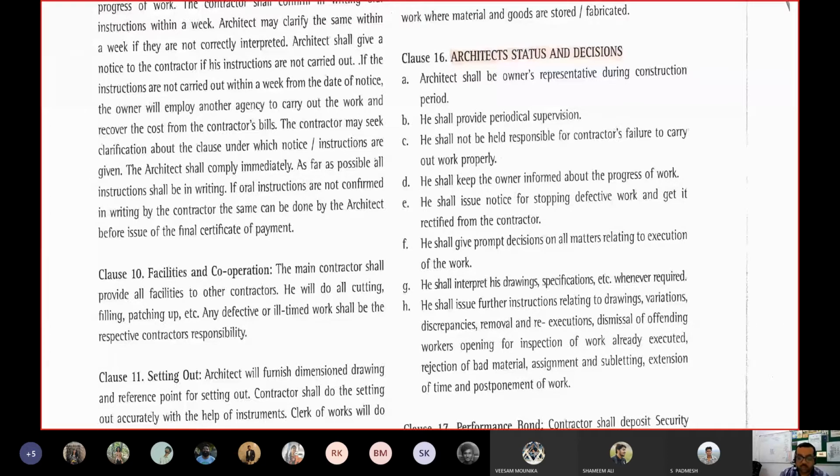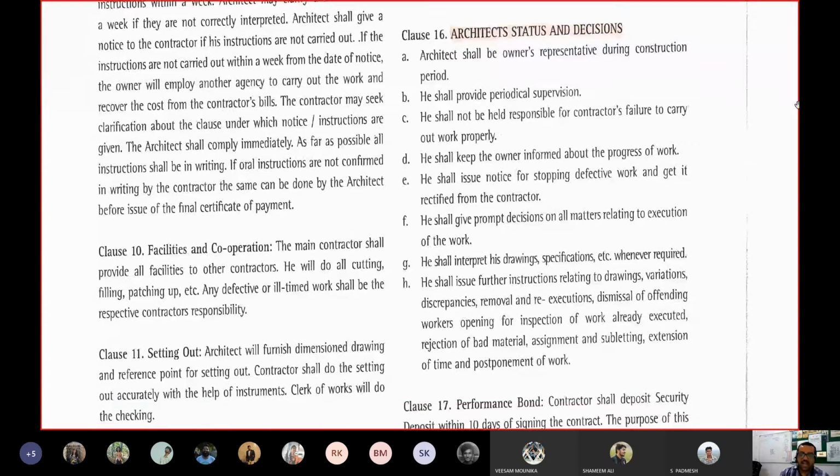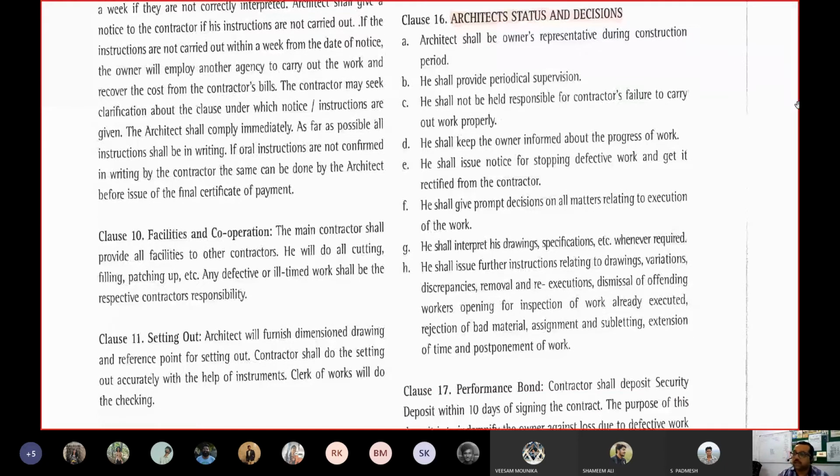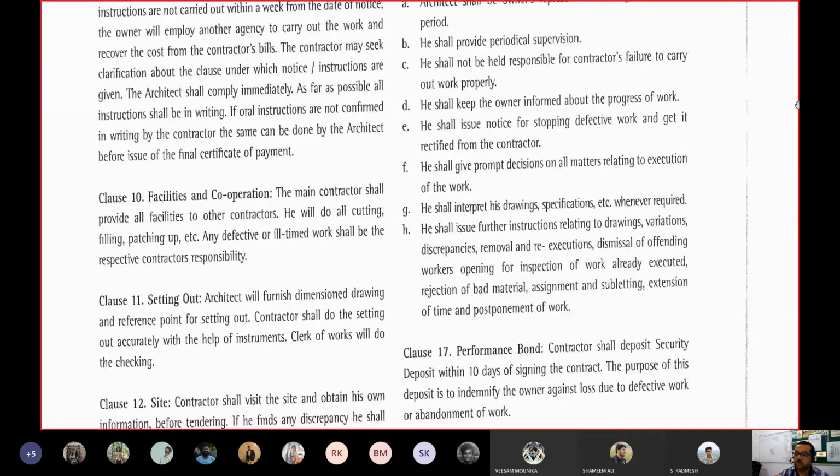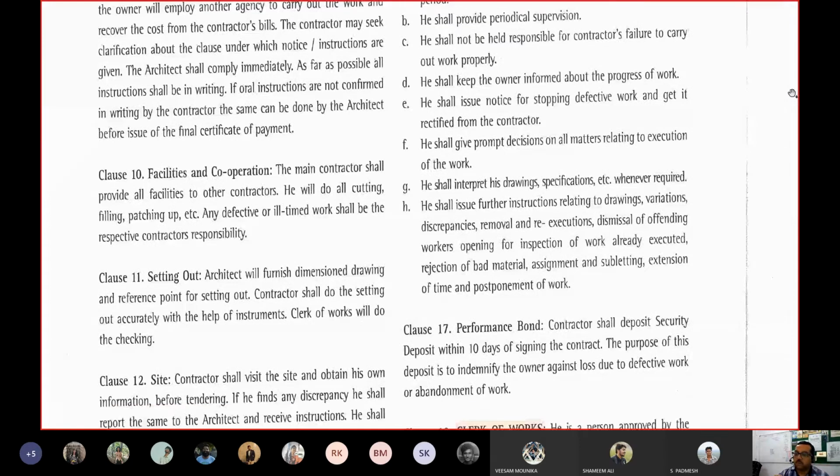The purpose of this performance bond is to indemnify the owner. Indemnify means keeping the owner protected. Okay. It is something like, I am indemnifying you about an LIC. That means I am telling that if you pay premium on time, this LIC procedure or the terms and conditions of the LIC protects you or your family in case any mishap happens. So that is indemnifying the owner, and he indemnifies against the loss due to defective work or abandonment of work.